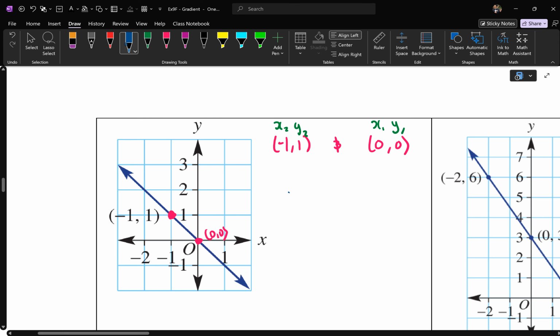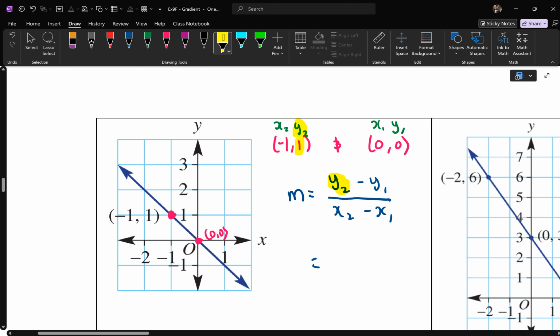So here, what's the gradient again? Gradient is equal to y2 minus y1 divided by x2 minus x1. Using the coordinates, which one is my y2? y2 is this one, because I labeled it y2.